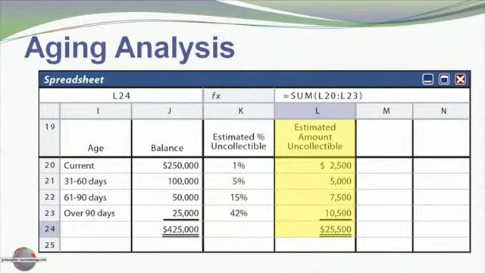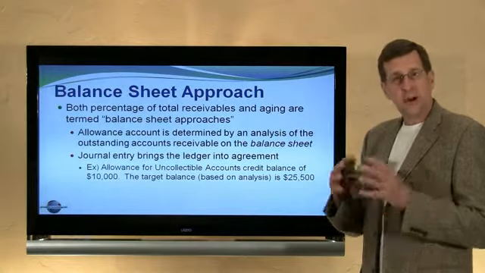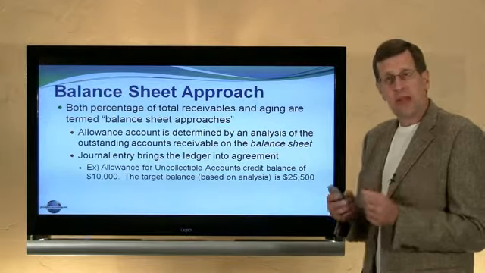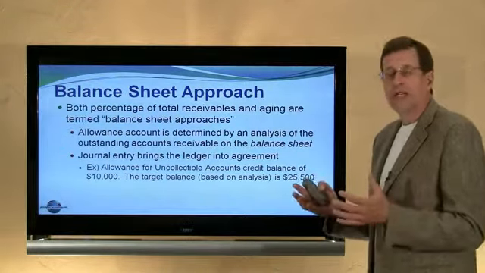And simply multiplying the percentages times the balances in each strata gives us an estimate of the amount of uncollectibility attributable to each strata, which we total up and find that we expect $25,500 to be the estimate of the amount uncollectible out of our total $425,000. Now, both of these approaches I've just described, whether it's a percentage of the total outstanding accounts receivable on the balance sheet, or via an aging, both of these approaches are termed balance sheet approaches.